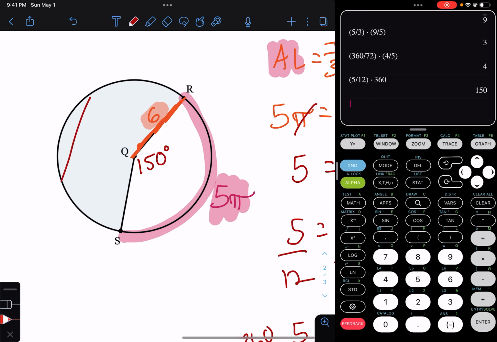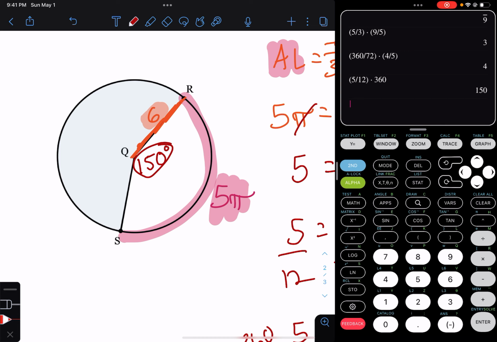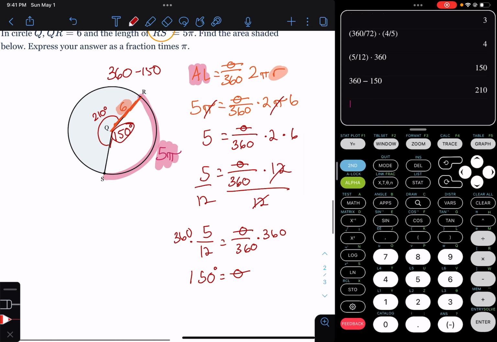However, they're asking for the area. If they were asking for the area of this part, then we would use the 150, right? If we used all this information to calculate arc length, it would give us that. However, that's not the shaded area. So what we need to do is 360 minus 150. That's going to give us this angle here, which is 210. So that is 210 degrees.